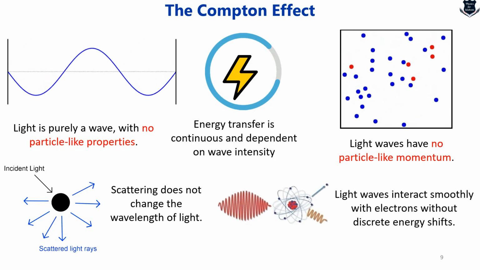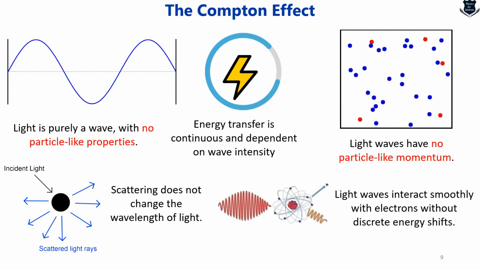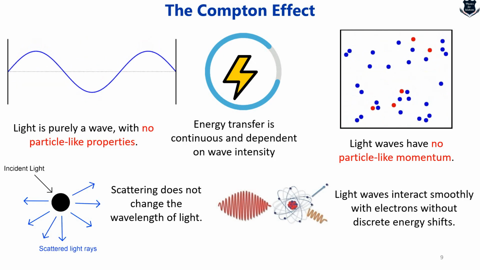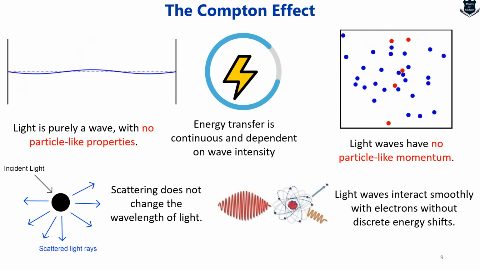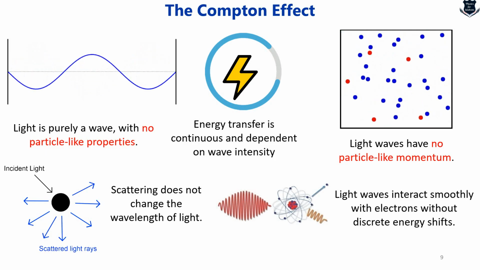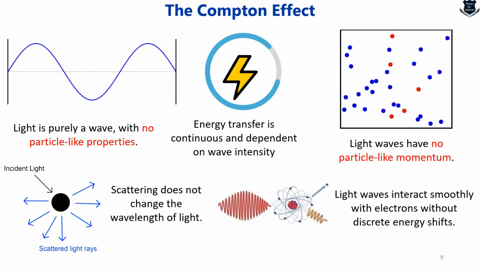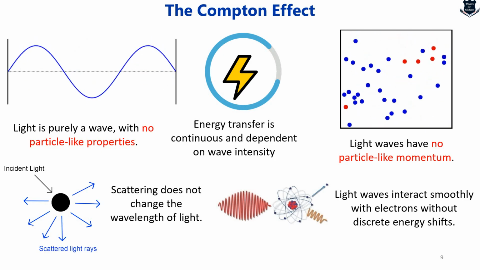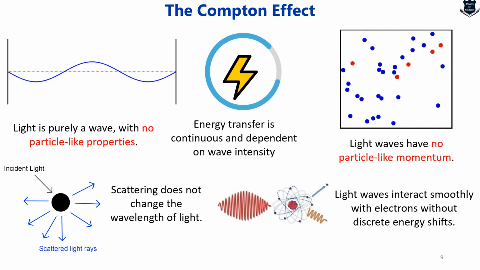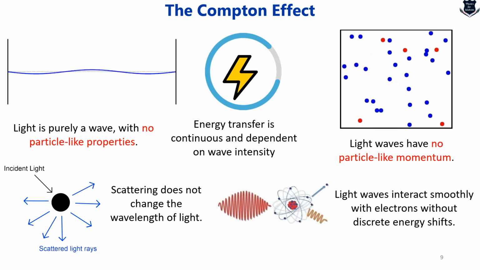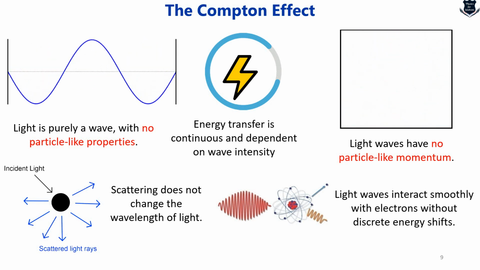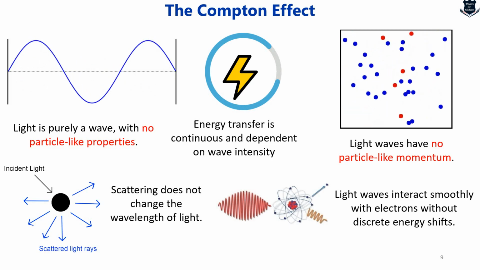Also, you will see that light waves interact smoothly with electrons without discrete energy shifts. That means it will go on and interact smoothly and smoothly, and there are no discrete energy shifts. Now, this was basically the era or the time of physics prior to Arthur Compton's discovery. Now we will look into the Compton effect and why this discovery ushered in a new era in modern physics.